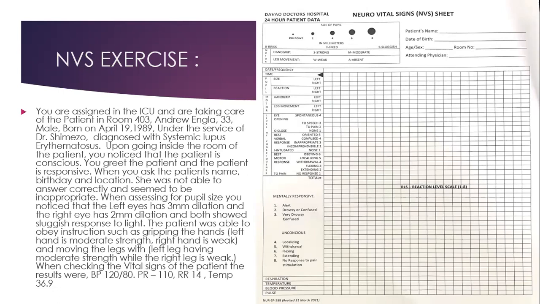When assessing for pupil size, you notice that the left eye has 3 millimeter dilation and the right eye has 2 millimeter dilation. And both showed sluggish response to light. The patient was able to obey instructions such as gripping of hands. The left side is moderate strength. The right hand is weak. With moving the legs, the left having moderate strength and the right having weak strength. When checking for the vital signs, the results were 120/80, pulse rate 110, RR 14, temp is 36.9.